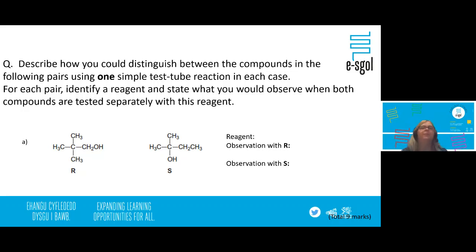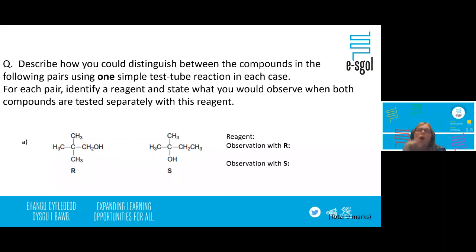How would you, simply, distinguish between these? Well, what you need to focus on is the difference between them. The secret to answering these is to identify what compounds you have. In this case we have a primary and a tertiary alcohol. So you've got a primary alcohol here, and a tertiary alcohol there.